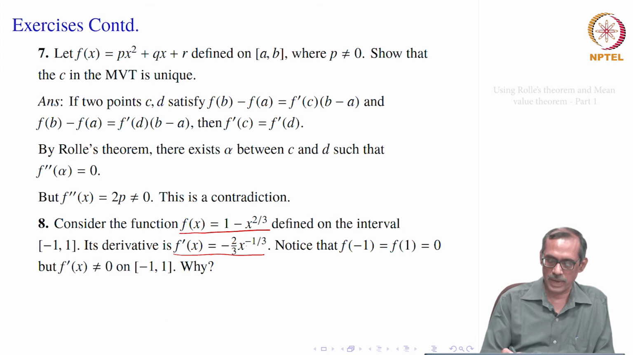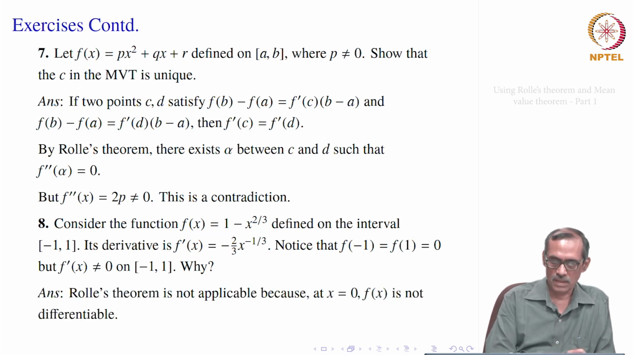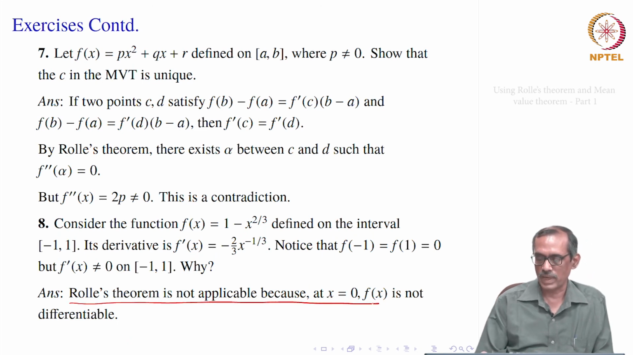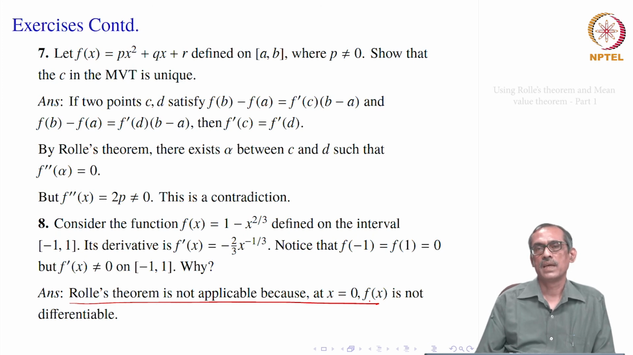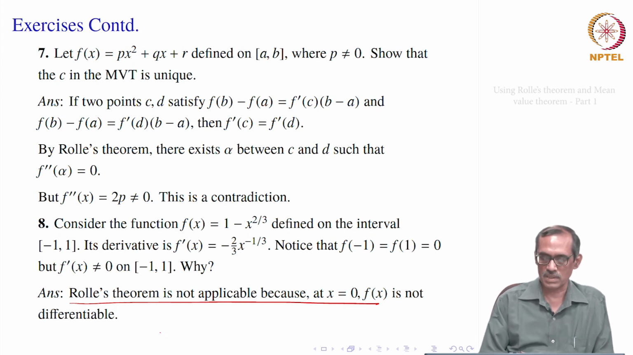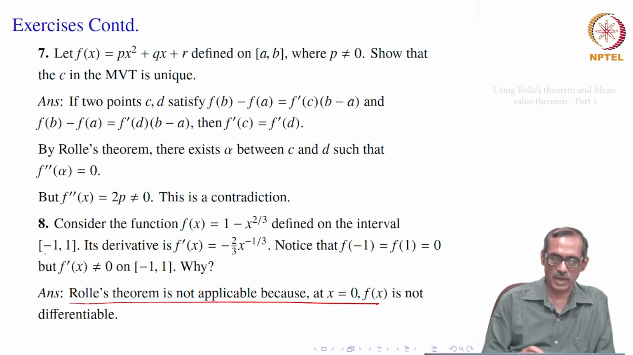However, if you take f prime x, which is minus 2 by 3 x to the power minus 1 by 3, it is not equal to 0 on minus 1 to 1. Why do you say it is not equal to 0? At 0, it is not defined, right. So, you cannot say f prime x equal to 0 on minus 1 to 1. Why? The reason is simple. We say that Rolle's theorem is not applicable, because f x is not differentiable in the open interval minus 1 to 1.